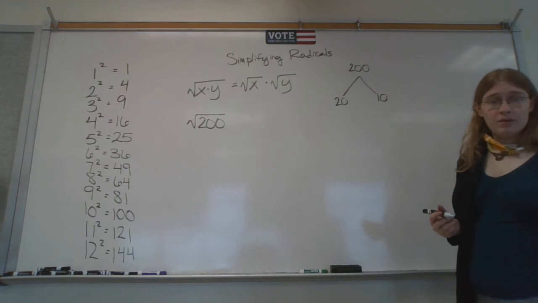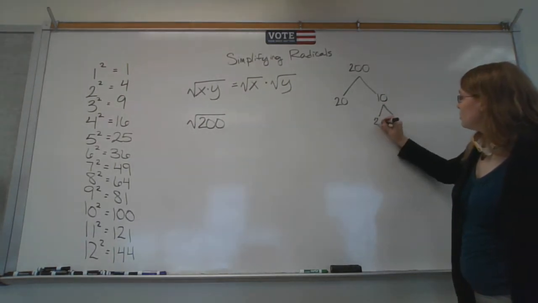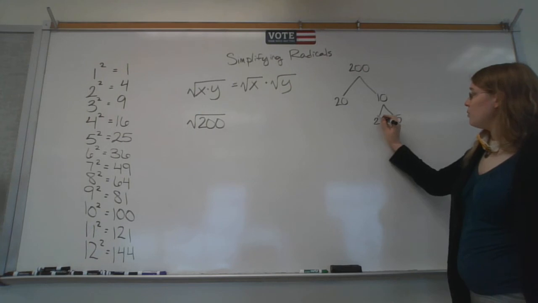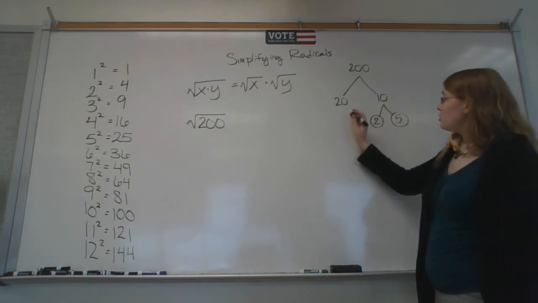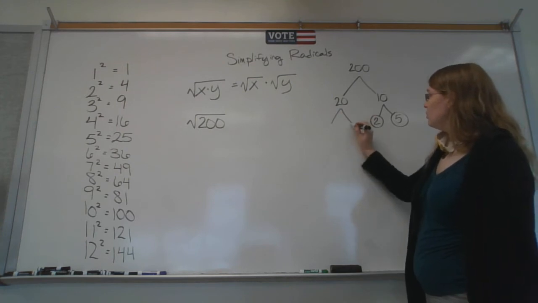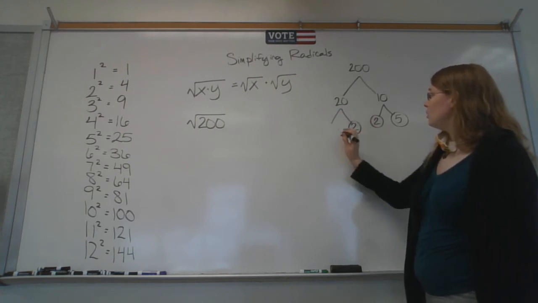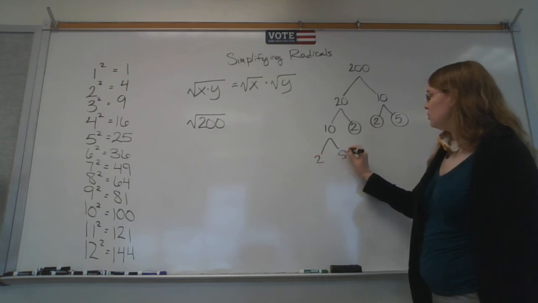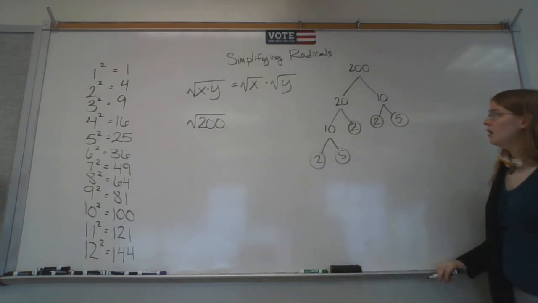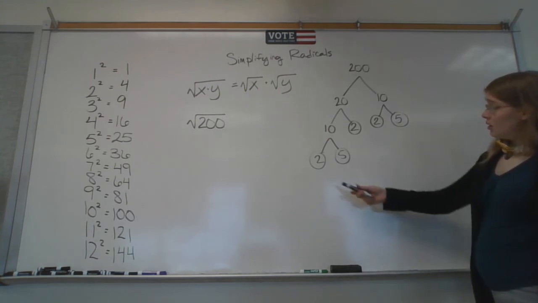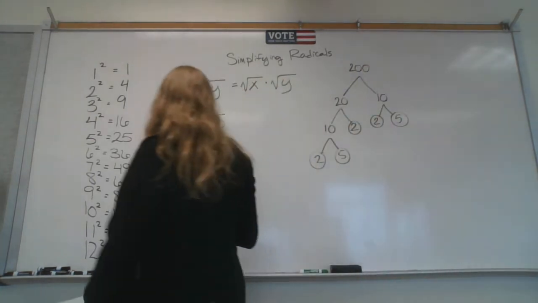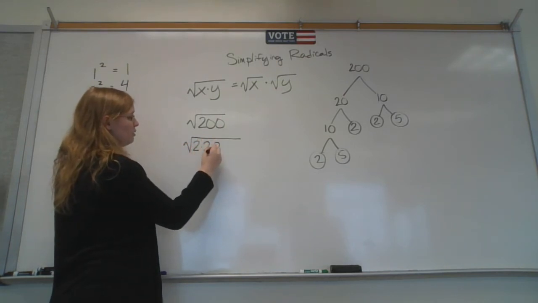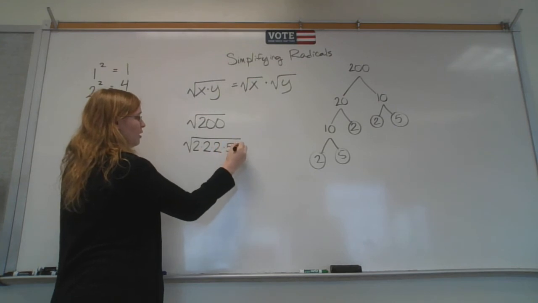Now, 10 and 20 are both even numbers. So 2 times what is 10? 5. 2 and 5 are both prime. 20 is an even number, so it also is 2, and it's 2 times 10. And we already know what 10 turns into, 2 and 5. Okay, I like this one. I'm going to show you. So we've ended with all prime numbers. I've got 2 times 2 times 2, 3 2s, times 5 times 5.